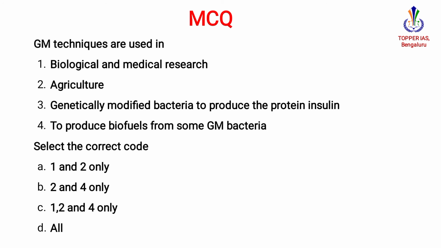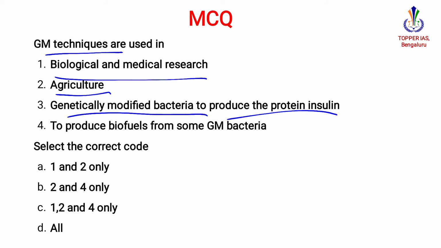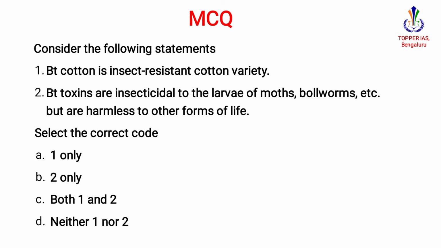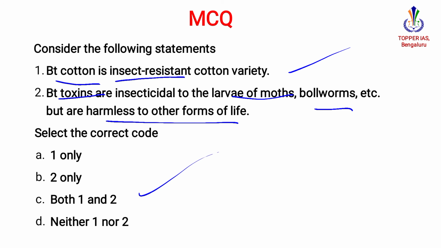Some questions about this. GM techniques are used in biological and medical research, agriculture, and genetically modified bacteria to produce the protein insulin and to produce biofuels. Select the correct code. So all the answers will be right for this. Bt cotton is an insect-resistant cotton variety. Yes, it is. Bt toxins are insecticidal to larvae, moths and bollworms, but harmless to other forms of life. Yes, both statements are correct.